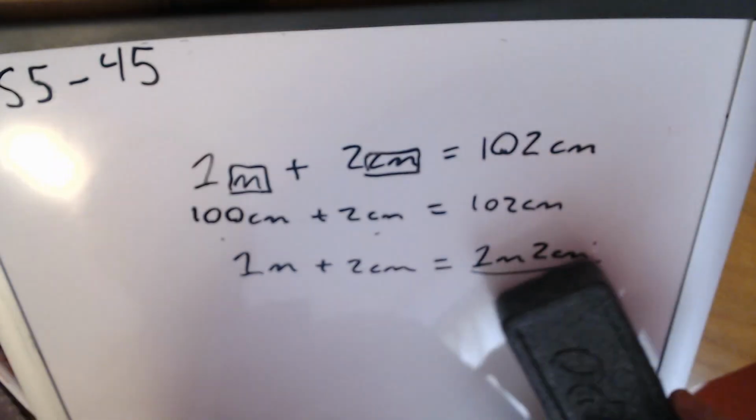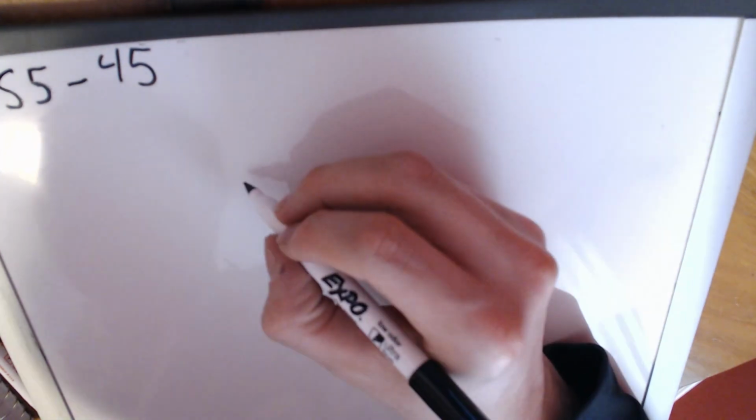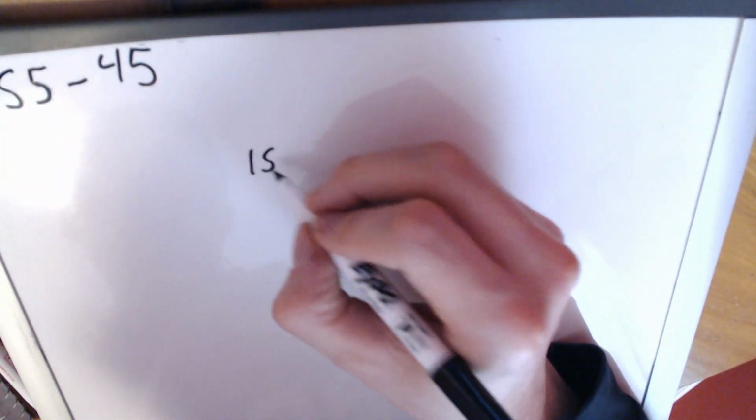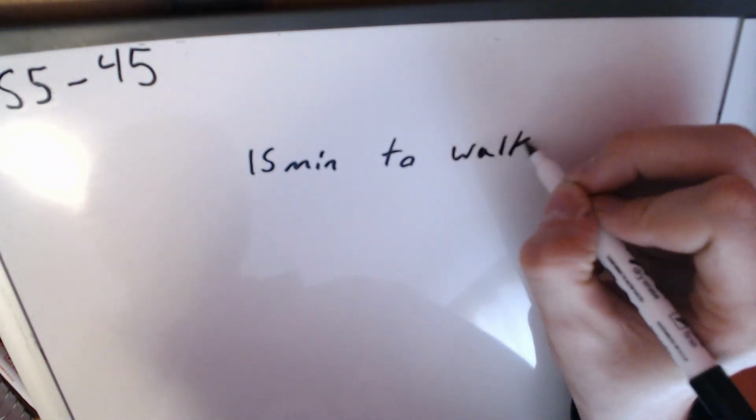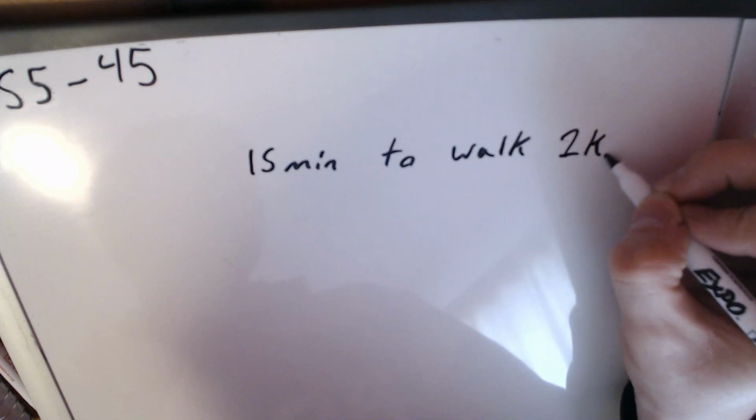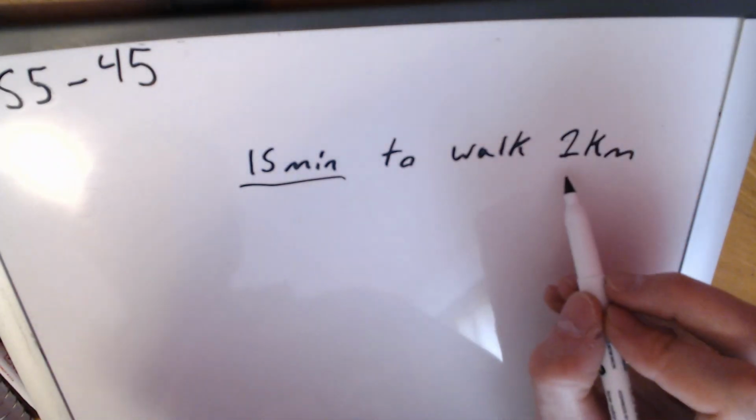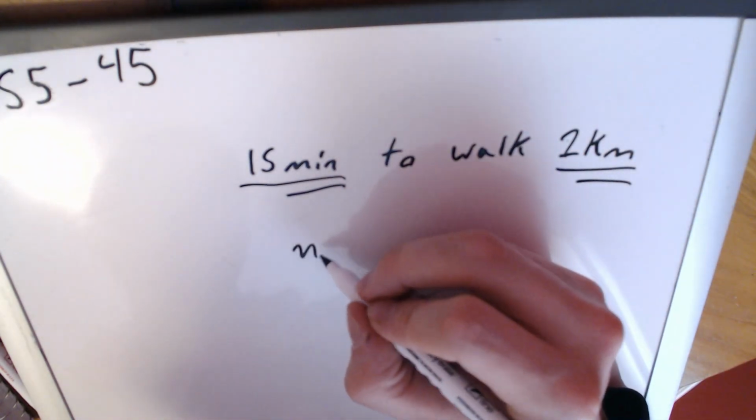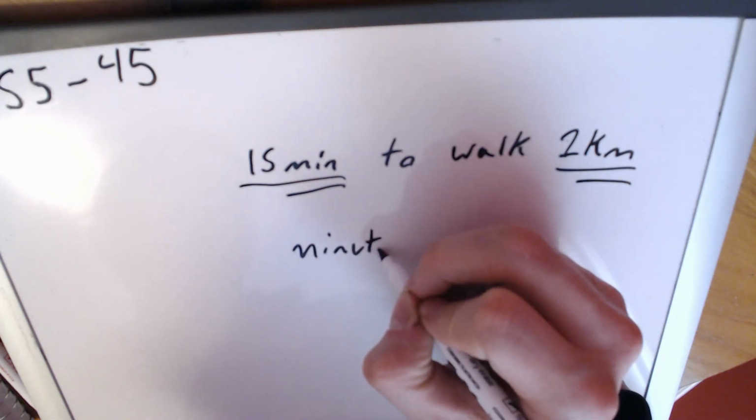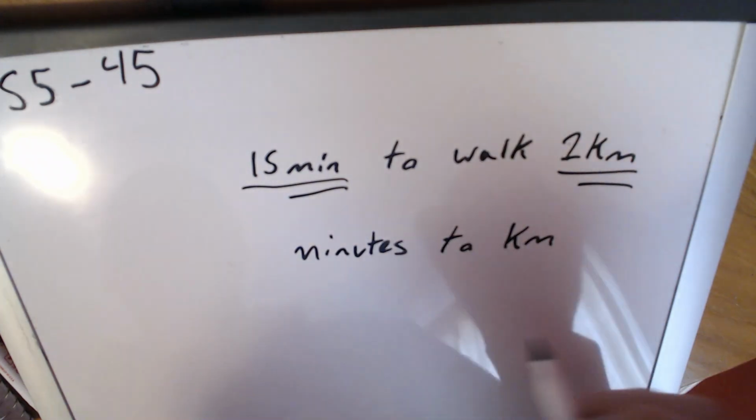Exactly. So this is part of your workbook work today, where you're going to be asked what is being compared. If there is something like 15 minutes to walk 1 kilometer, for example, what would be being compared here? Well, it's 15 minutes and 1 kilometer, but it's actually even more. It's minutes and kilometers that are being compared. So it's minutes to kilometers that are being compared.